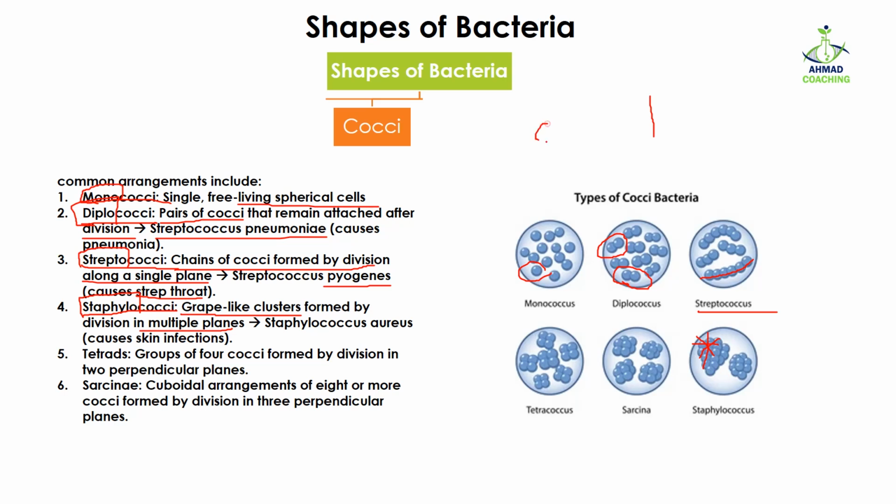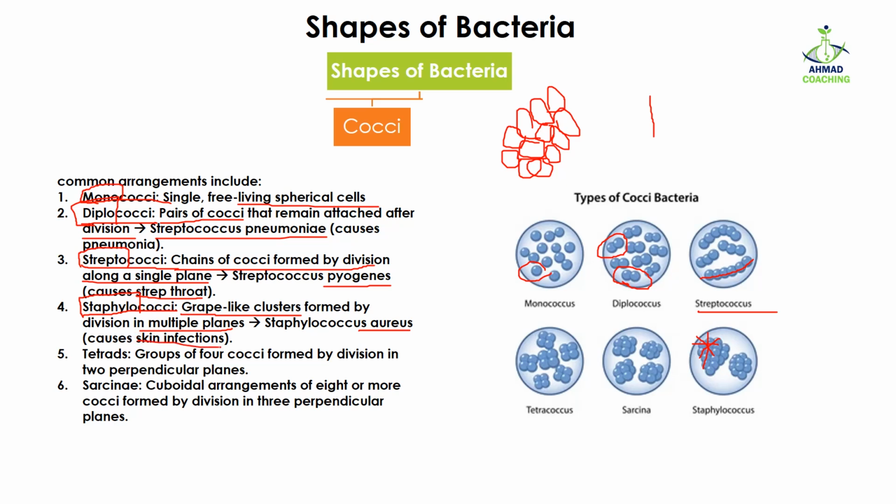We have this one cocci, then it is dividing here and then here, then here. So they are dividing in multiple dimensions. That's why a cluster is formed and all the cells keep on attaching with each other instead of separating. So that's why we have staphylococcus or cluster of cocci. Staphylococcus aureus is an example of staphylococcus which causes skin infection.